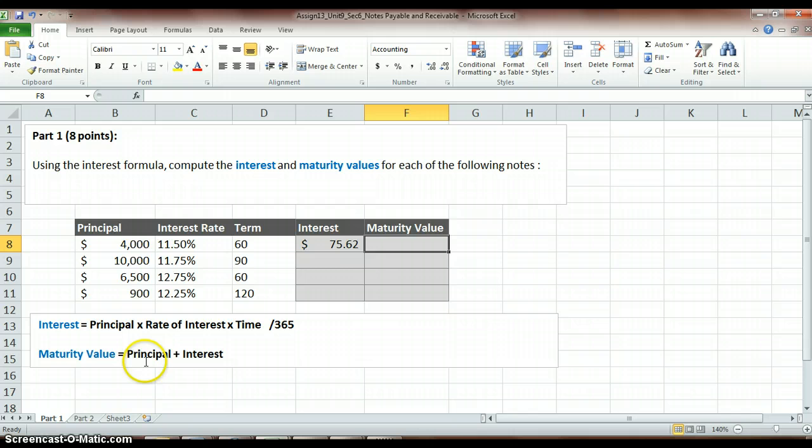Our maturity value, like it shows down here, is our principal plus our interest, and so after 60 days, this will be the maturity value amount of that notes payable or notes receivable. Okay, so calculate the interest for the rest of these and add it to the principal to get your maturity value for all of those.